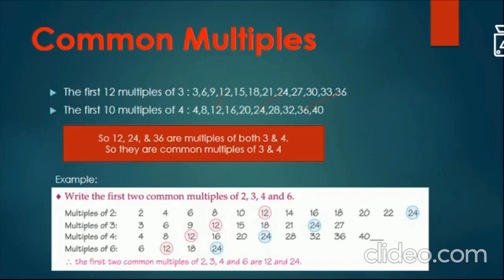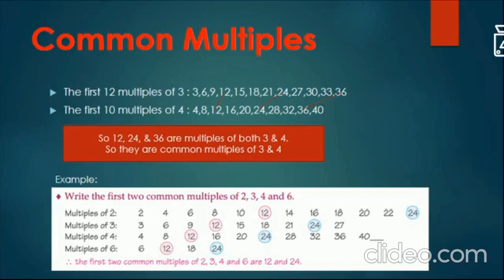Now multiples of 3. 3, 6, 9, 12, 15, 18, 21, 24, 27. These are the multiples of 3. Now multiples of 4. 4, 8, 12, 16, 20, 24, 28, 32, 36, 40. These are the multiples of 4. Now multiples of 6. 6, 12, 18, 24. These are the multiples of 6.